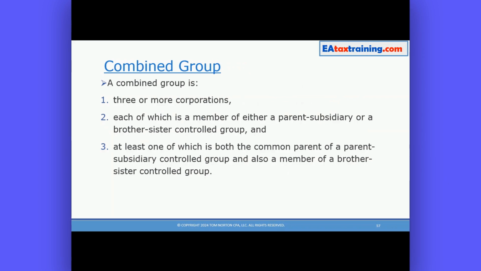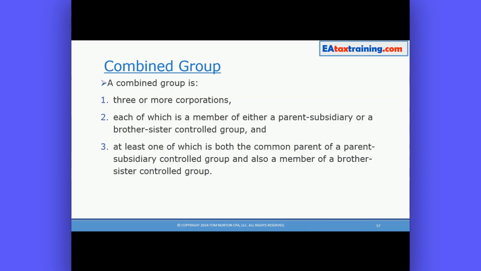So the purpose of the combined group is to try to close those gaps, to close those loopholes. So what this says is if you've got 3 or more corporations and each of them is a member of either a parent subsidiary group or a brother sister group, or both, but at least one of the two, and at least one of those 3 corporations is both the common parent of a parent subsidiary control group and a member of a brother sister group. So it's combined parent subsidiary and brother sister.